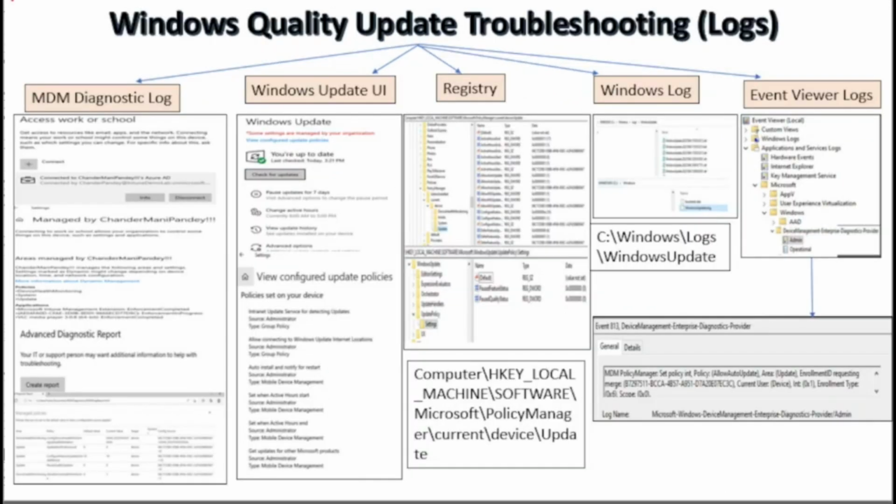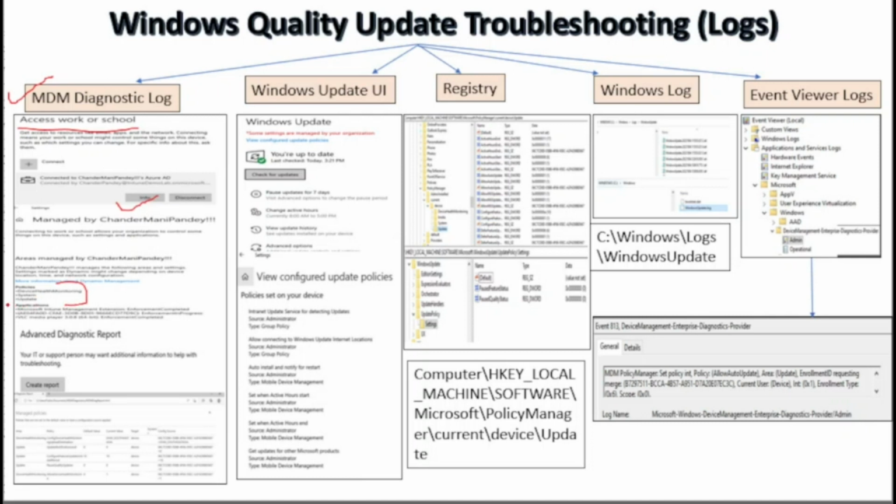Now before moving to the demo part, let's see some of the common locations which will be helpful during Windows Update troubleshooting. So the very first location on the client PC is the MDM diagnostic logs, which is very helpful to know whether the policies reach the device. To know that, we have to go to Access work or school. Then we have to click on the information button and then we'll get whatever policies apply to the device.